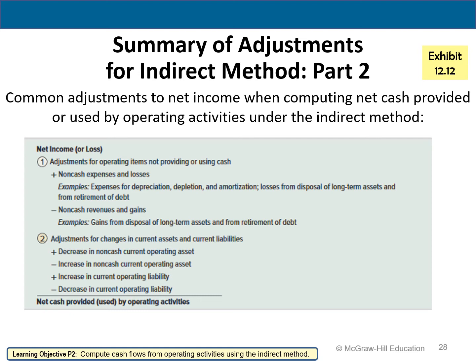Decreases in non-cash current operating assets are added. Increases in non-cash current operating assets are subtracted. Increases in current operating liabilities are added, and decreases in current operating liabilities are subtracted. Okay.